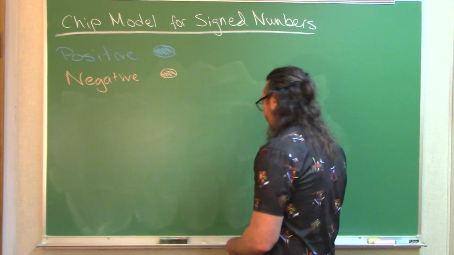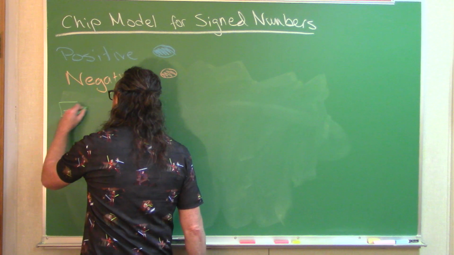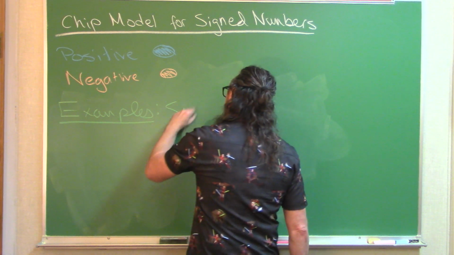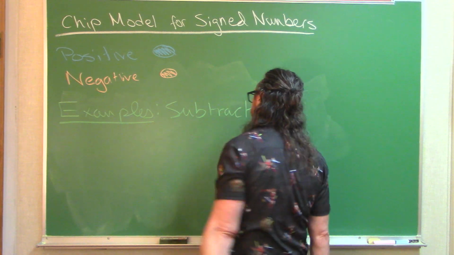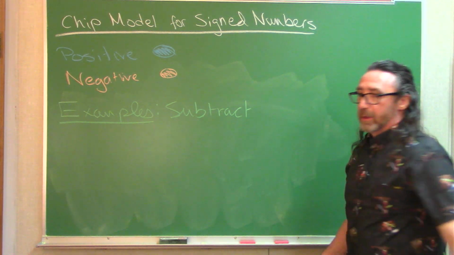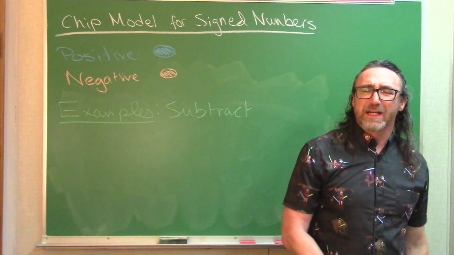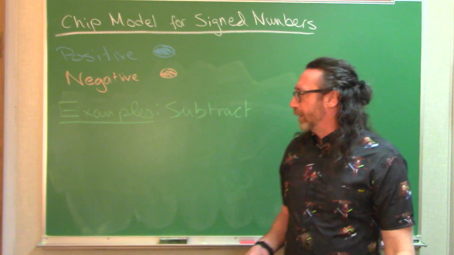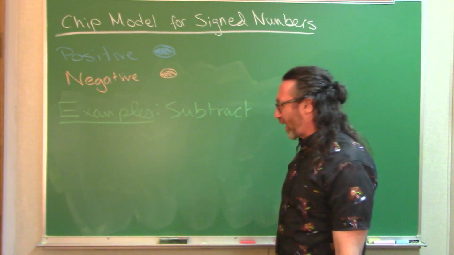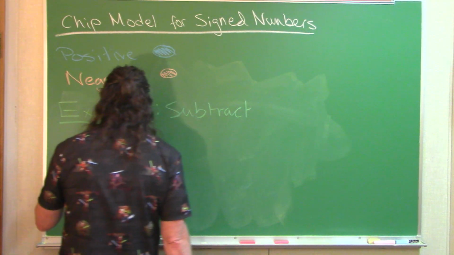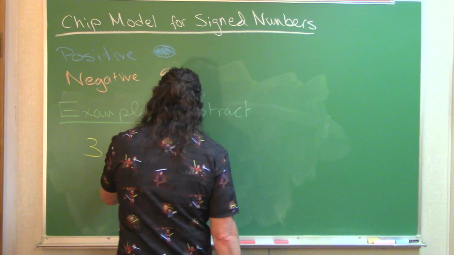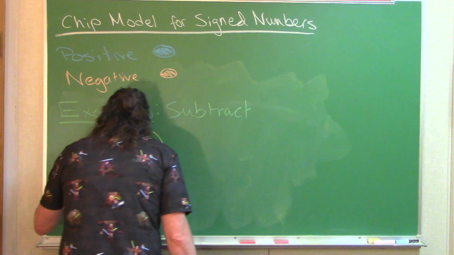Now, if I'm doing subtraction with signed numbers, I think this model really helps out a lot. Because if we're doing subtraction, you might have heard that if you're subtracting a negative, that becomes addition. Okay, and you might have trouble understanding why that should work that way. So let's do a couple of examples here. Let's do 3 minus negative 2.